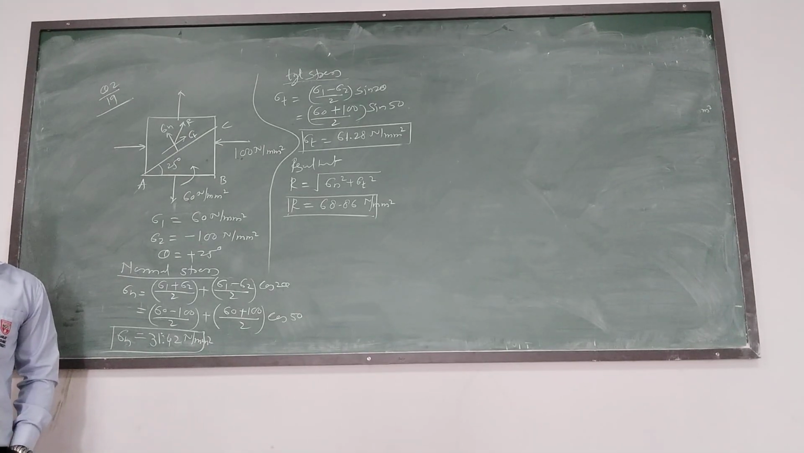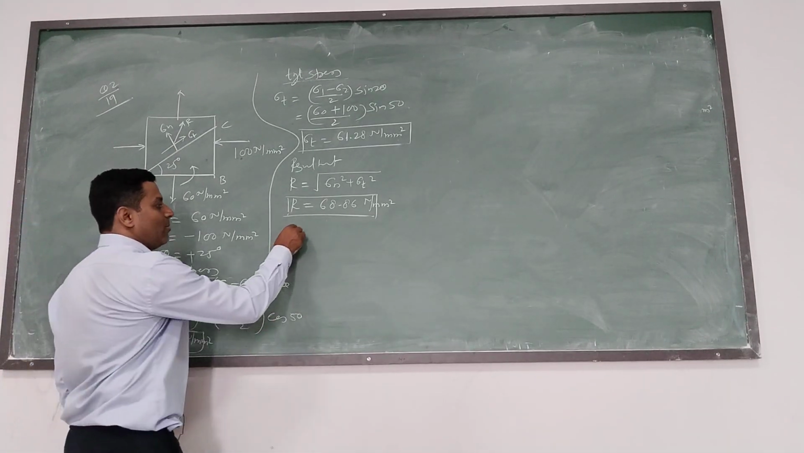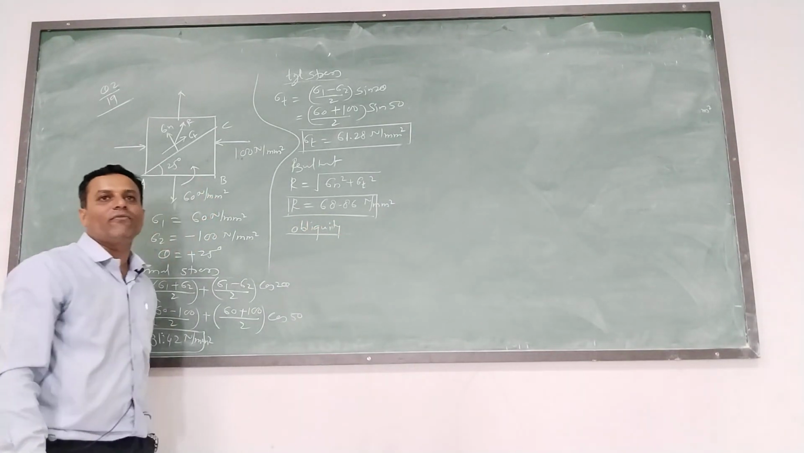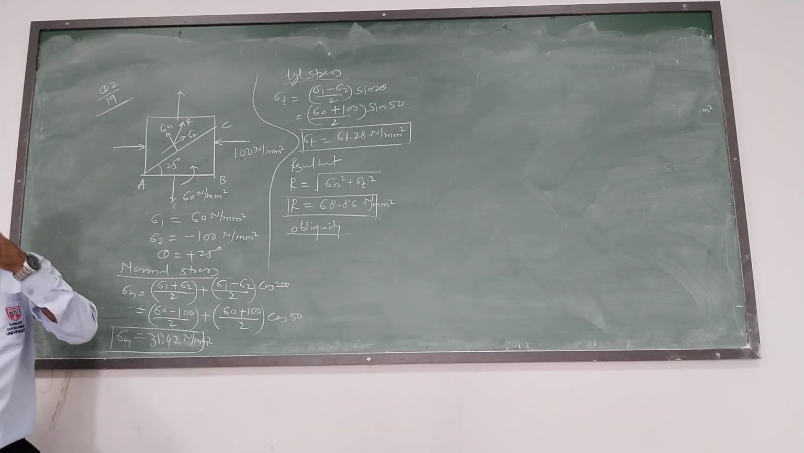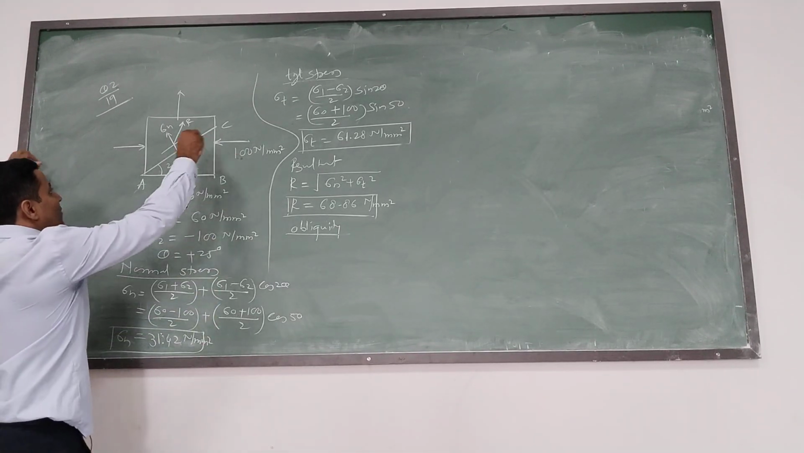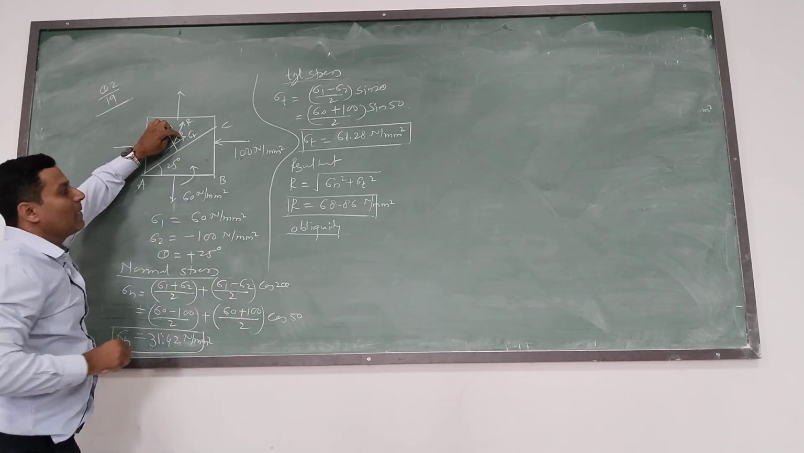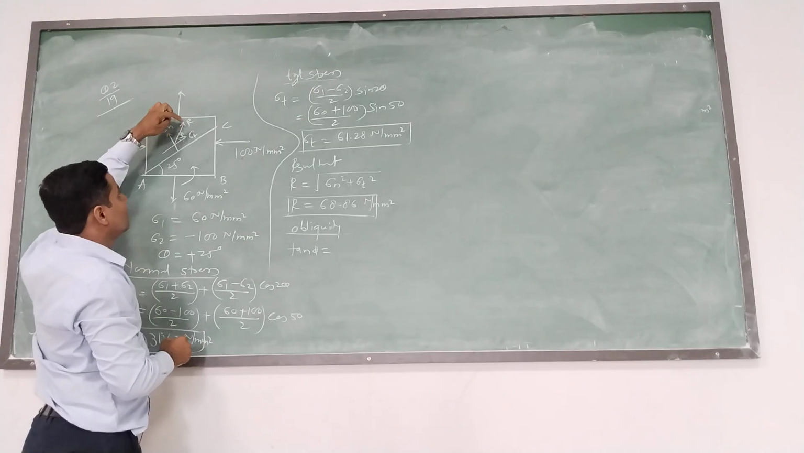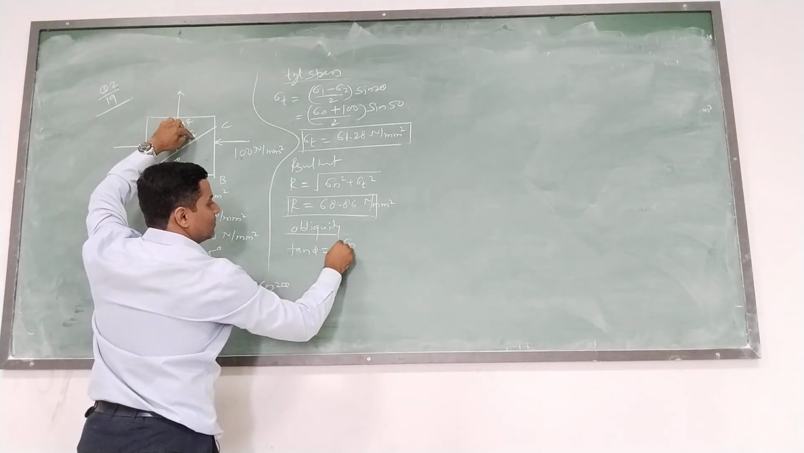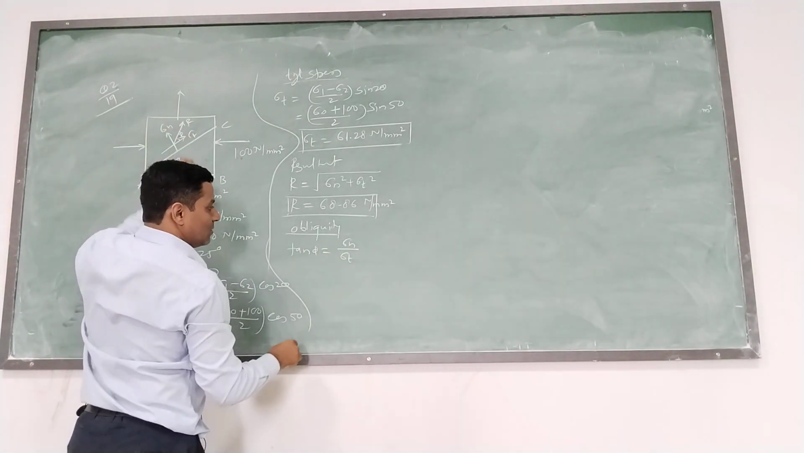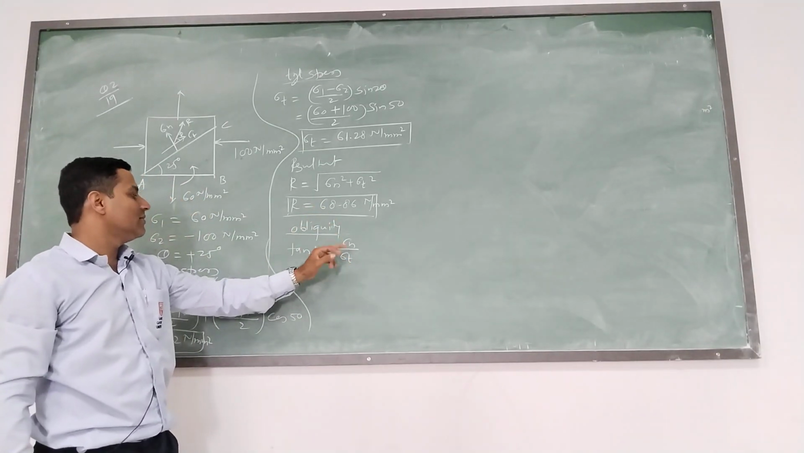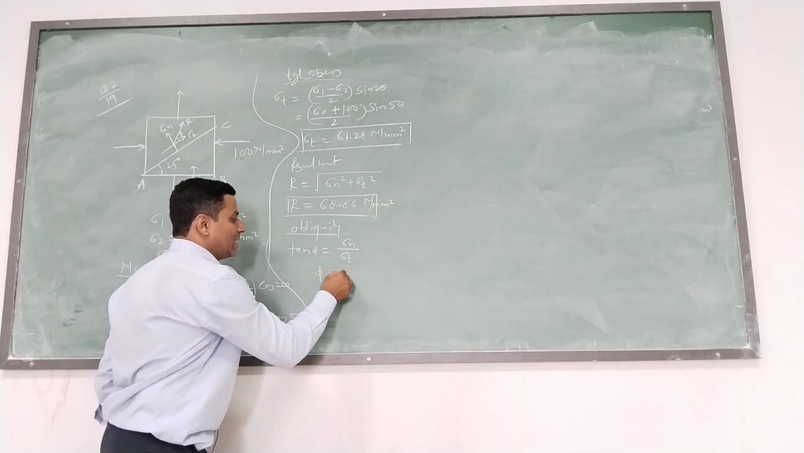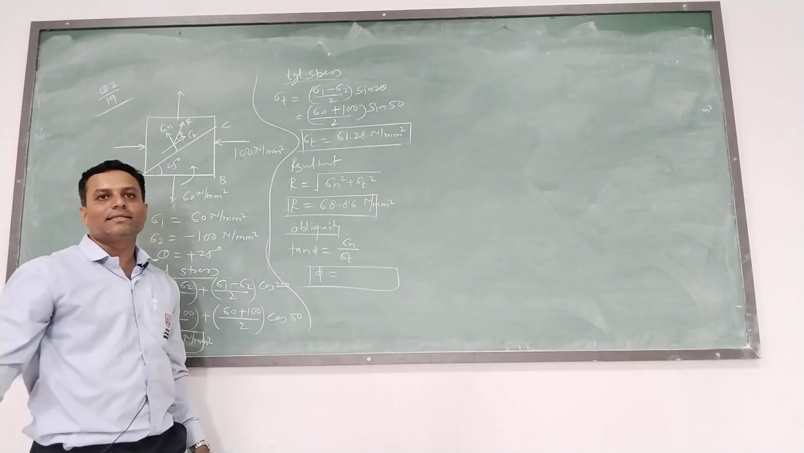Now the last answer is obliquity. Obliquity means angle of resultant with either sigma n or sigma t. I am going to consider with sigma t. So this angle is phi. So tan phi will be equal to sigma n by sigma t. So put the value of sigma n here, sigma t, take the inverse, tan inverse, you will get phi. Answer.